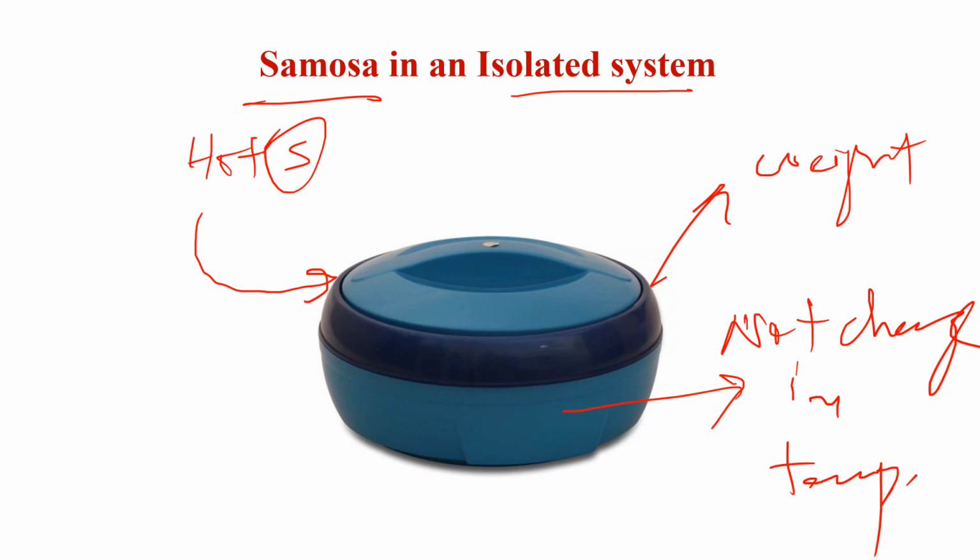So this implies that the isolated system is that system which does not allow any kind of energy interaction with its surroundings, right? So I have explained all the systems related to the foods. Hope you understand this thing.